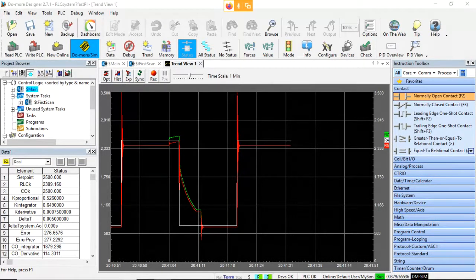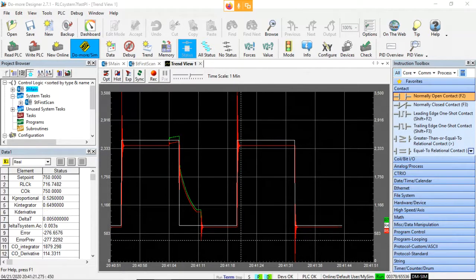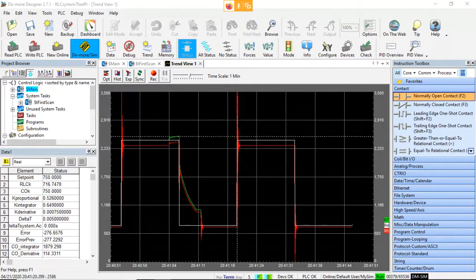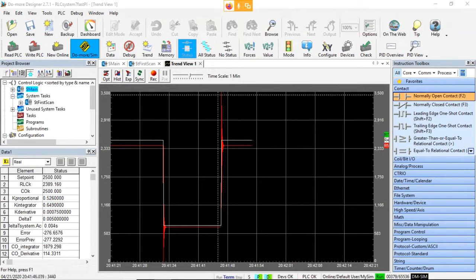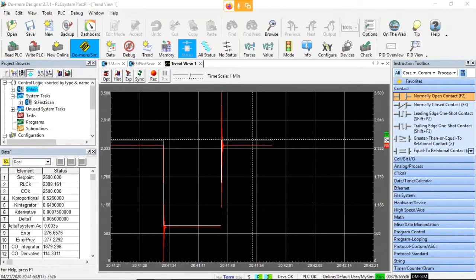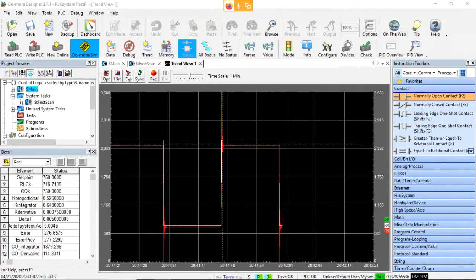Okay, so here we have the open loop system, the fast system for the lab. And as you can see, as we change from a high set point to a low set point, we get a lot of ringing going on. You can see it's peaking up here somewhere above 3,500 when the set point jumps up to 2,500. But then it does settle rather quickly. Okay, so this is the open loop.